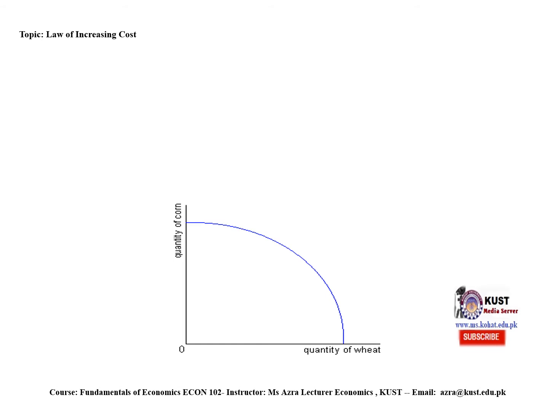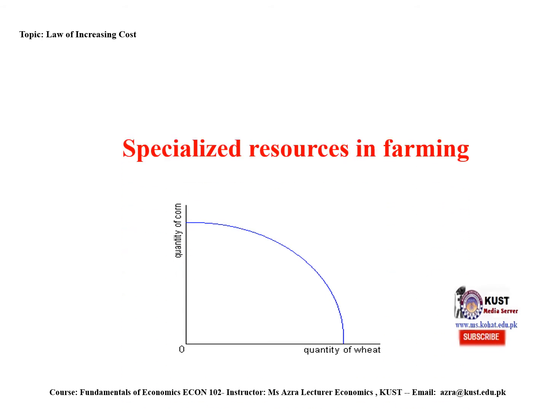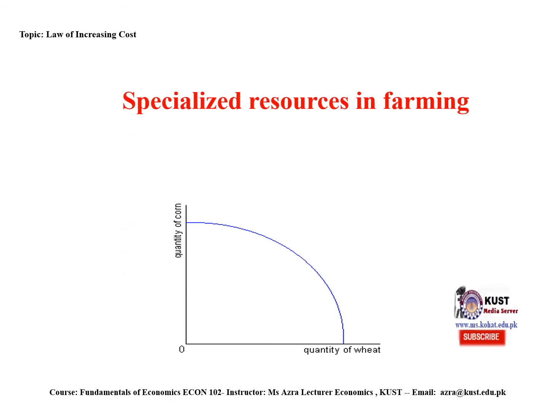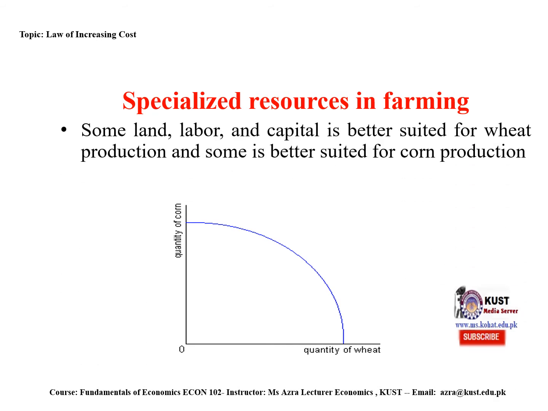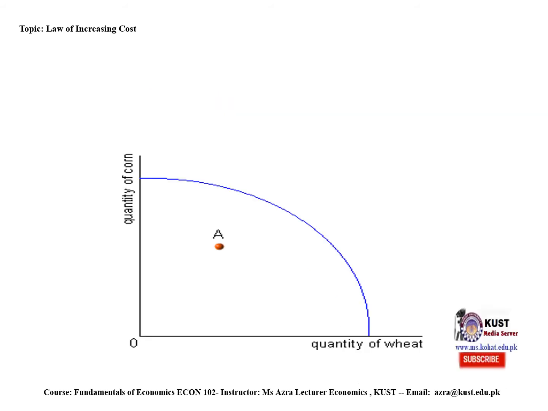We have taken the quantity of wheat as well as the quantity of corn. Two crops have been taken. Specialized resources in farming, one is wheat and the second one is corn. Some land, labor and capital is better suited for wheat production and some is better suited for corn production. Some are feasible for corn and some are feasible for wheat production.